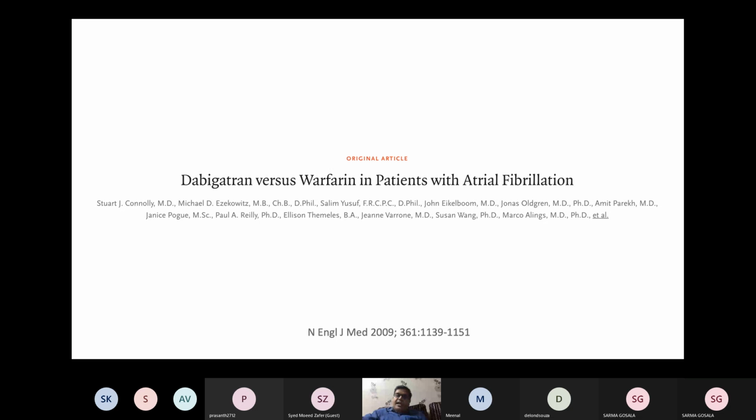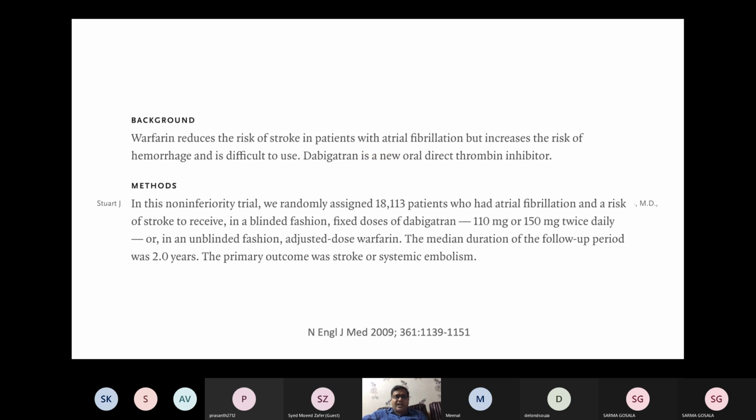So what was the landmark trial in dabigatran? It was published in the New England Journal of Medicine in 2009, where they compared dabigatran versus warfarin in patients with atrial fibrillation. This is basically the RE-LY trial. In this non-inferiority trial, they randomly assigned 18,000-plus patients who had atrial fibrillation and a risk of stroke, with a CHADS score of around 1 to 2, in a blinded fashion. Fixed doses of dabigatran 110 mg or 150 mg were used.